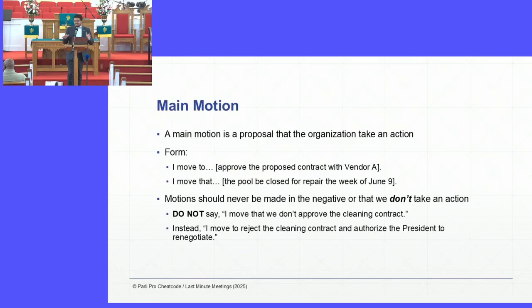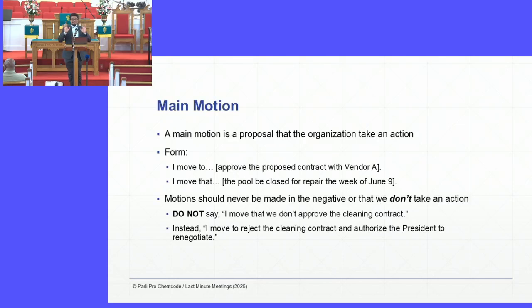Don't make your motions in the negative. You should not say, I move that we don't do this, because that's going to confuse the voting. If I make a motion to not do something, does voting no make it a double negative, which cancels out and makes it like a yes? So you see, it gets confusing, right?